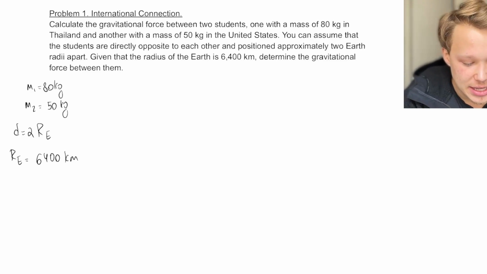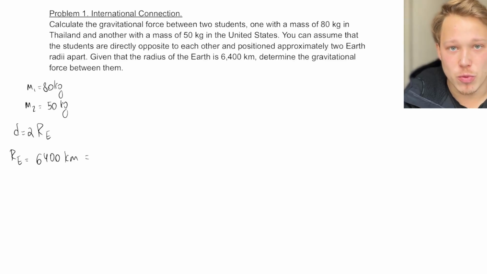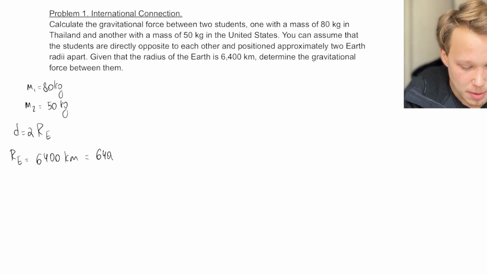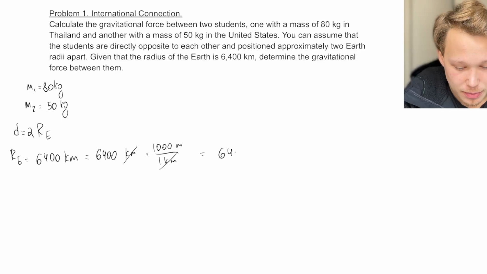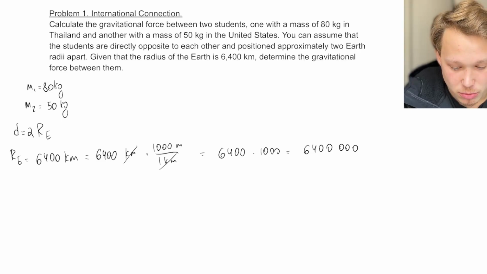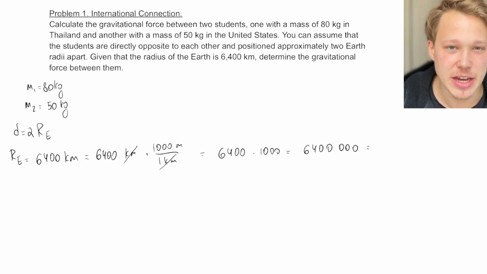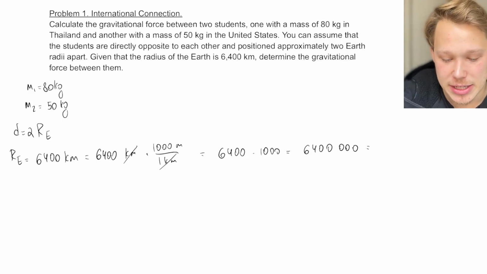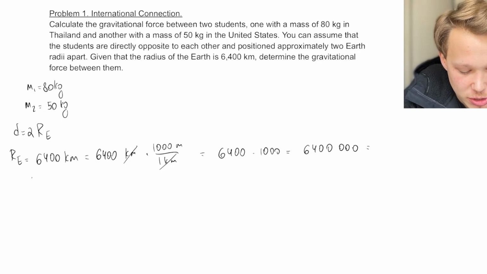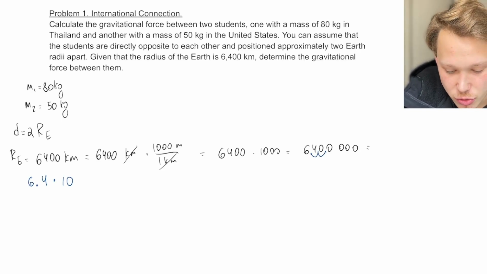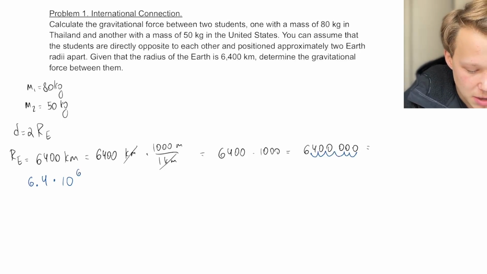In this case, it's the 6,400 kilometers, right? We need to convert that to meters. So remember that 1 kilometer corresponds to 1,000 meters. So you have to multiply this number by 1,000, essentially adding 3 zeros to this number. Now, this is not the most convenient number to write, right? Because it's very big. So let me write this in scientific notation. That is, let me write this number as 6.4 times 10, and let's see, how many decimal places? 1, 2, 3, 4, 5, 6. 10 to the 6th power right here.